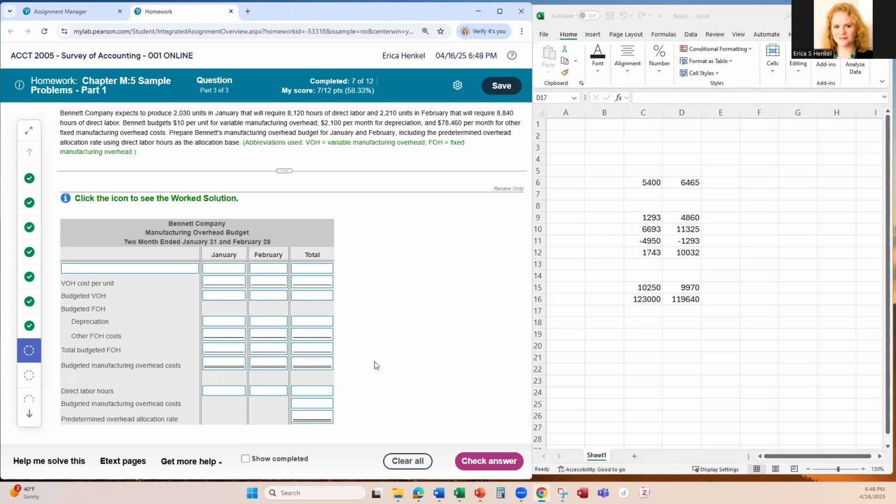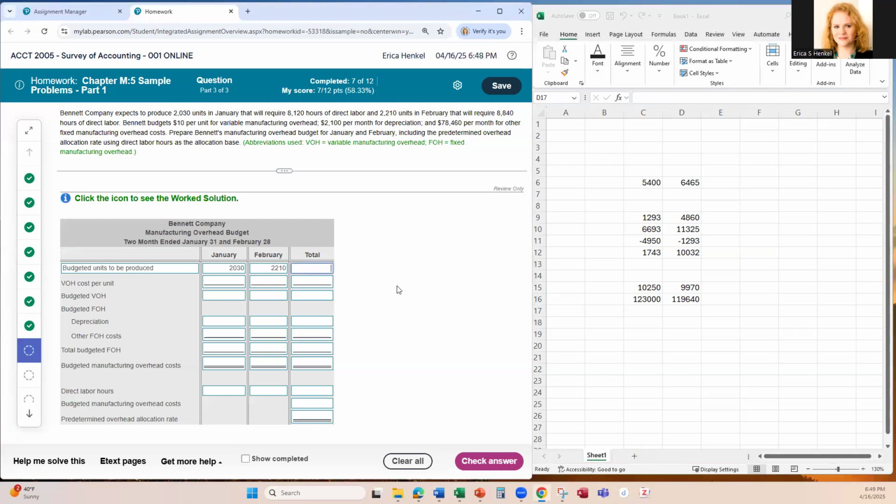All right. For problem number 8 here, we are going to be calculating our variable overhead. So for this one, we're expecting to produce 2,030 units in January, and we are expecting to produce 2,210 units in February. And just like our other previous two budgets, we're going to calculate out how much we think our overhead will be based on how many units we're going to produce. So we'll go ahead and plug those in here.